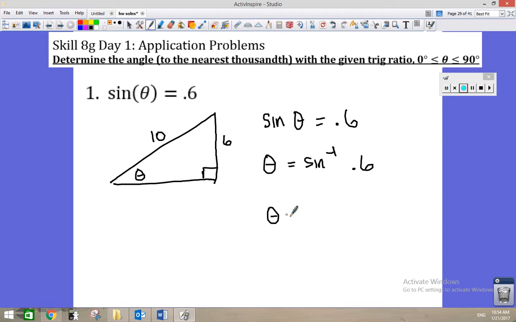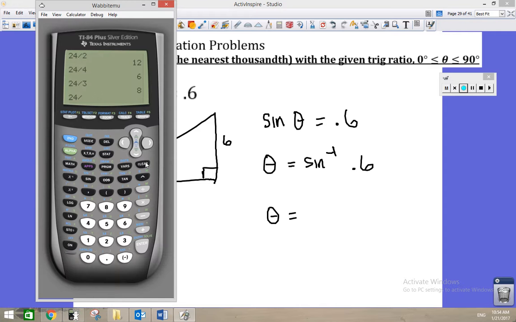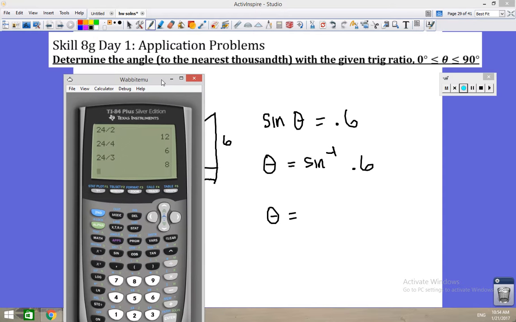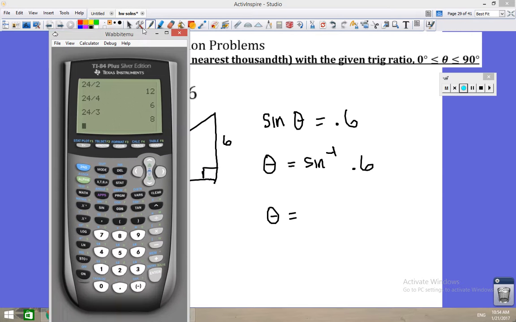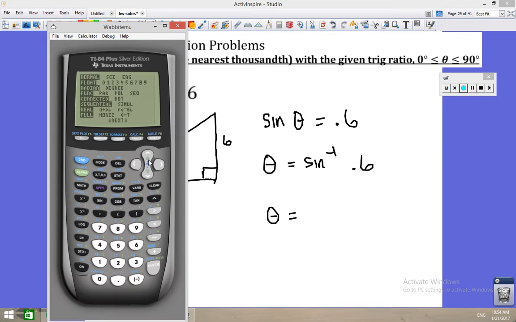And on our calculator, we'll first, the directions tell us to be in degrees and to round to the nearest thousandth, so that's 3 decimals. So let's come in and change it to degrees, to the nearest thousandth, to the third decimal.